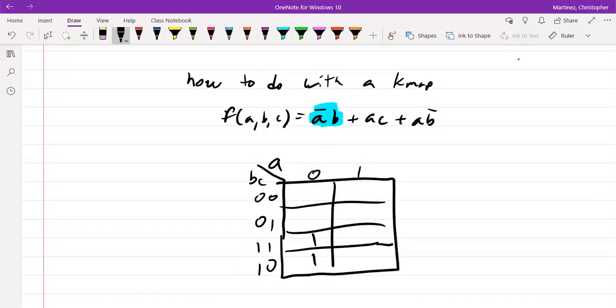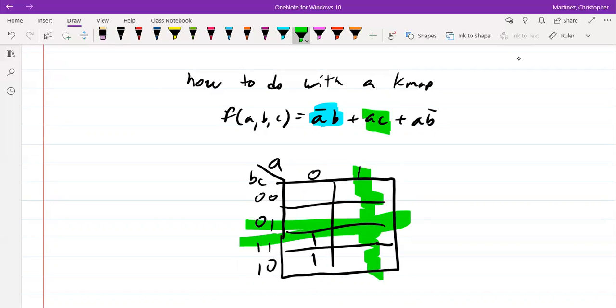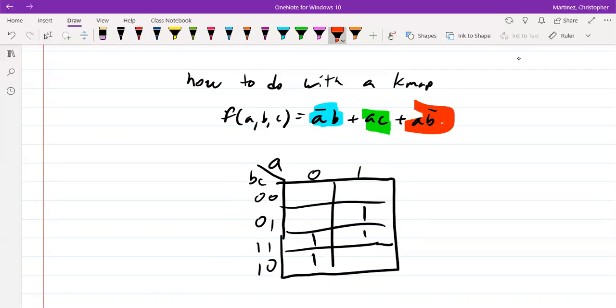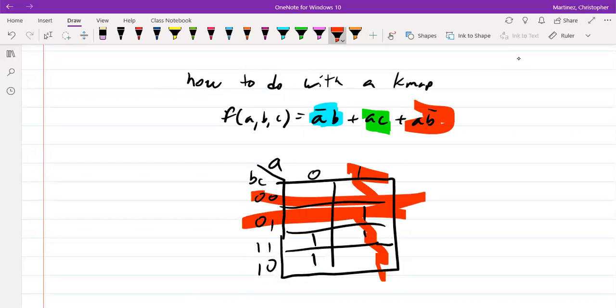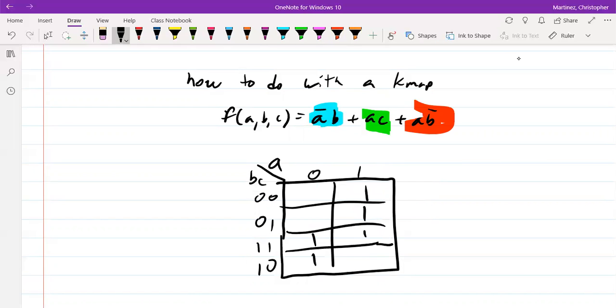All right, then let's do the next one, a and c. So I'm looking for where a is a 1. I'm looking for where c is a 1. Intersections. And then last, I have a b bar. Here's a, looking for where b is a 0. Intersections, well, we already have it. So I just need to fill in one extra spot.